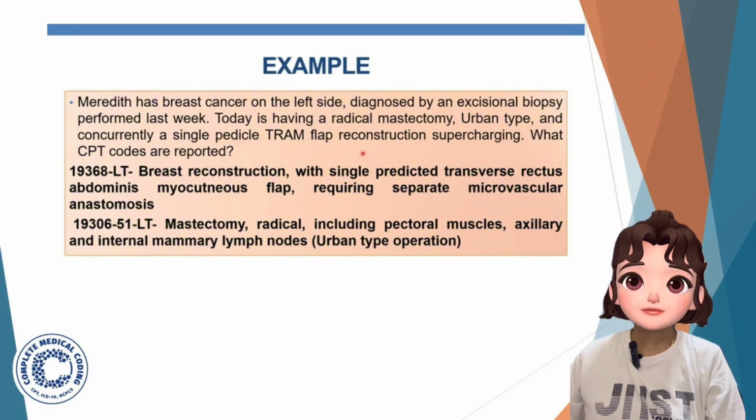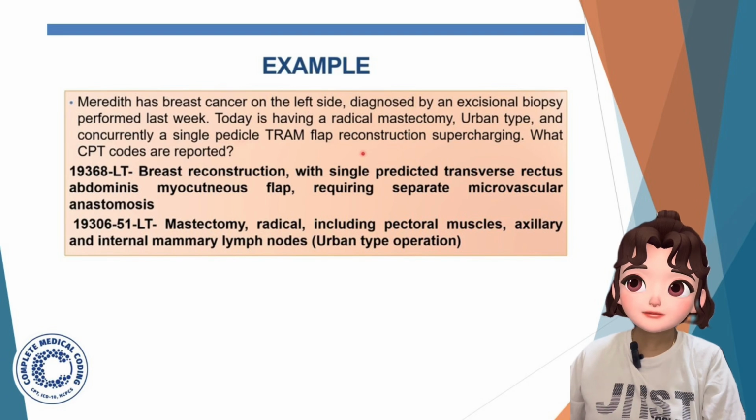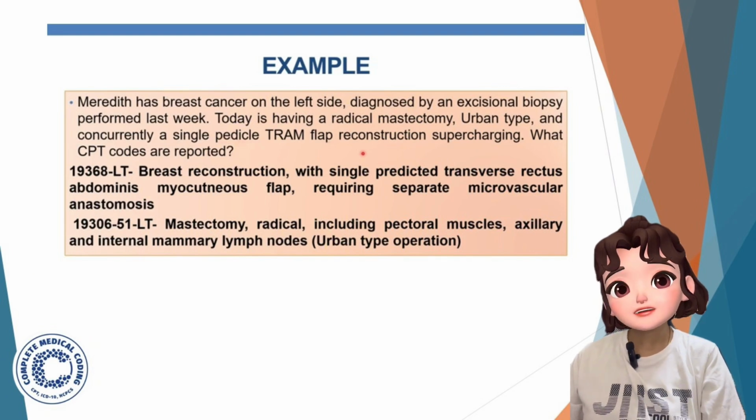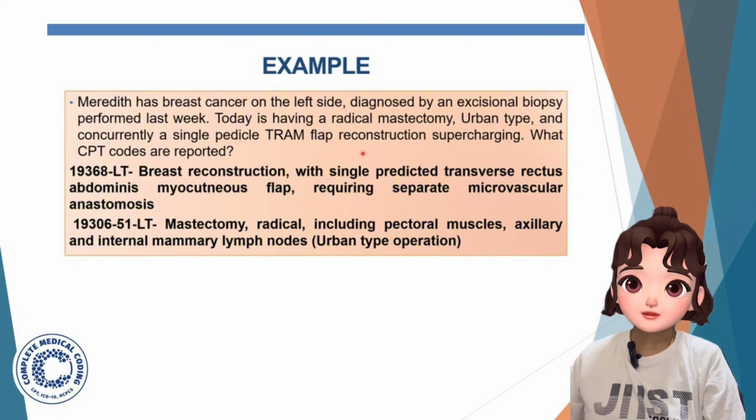Since the procedure is carried out on the left side, it is appended with a modifier LT. So 19368 means breast reconstruction with single pedicled transverse rectus abdominis myocutaneous flap, that is TRAM flap. That's the full form of TRAM flap, requiring separate microvascular anastomosis. So the breast reconstruction procedure, you have to code.